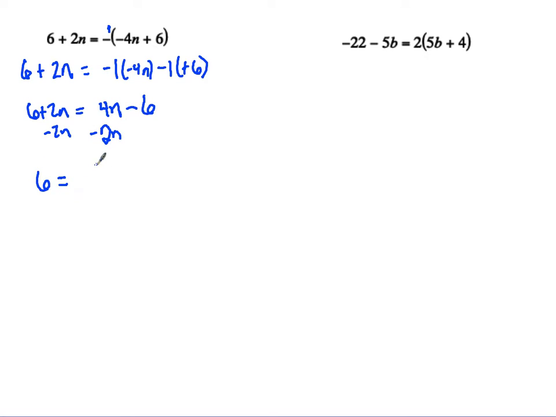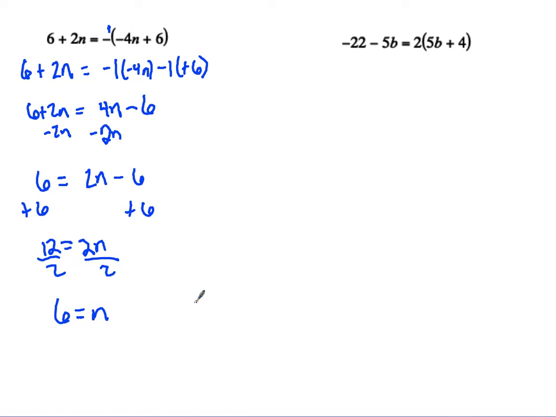So 6 equals 2n minus 6. Now add 6 to both sides. So 12 equals 2n. Divide by 2. So 6 equals n.